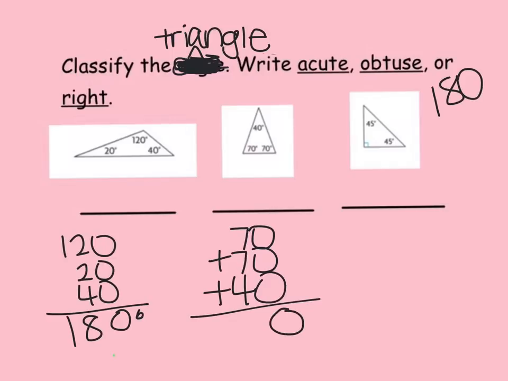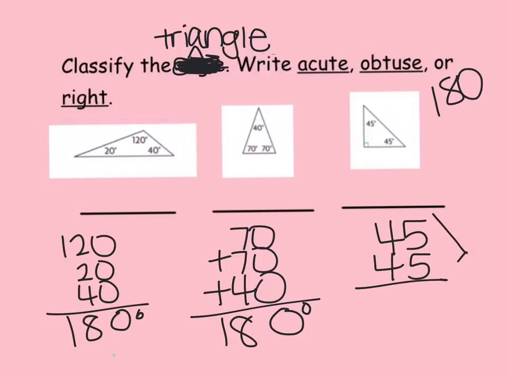I know that 7 plus 7 is 14, plus another 4 is 18. So yes, that equals up to 180. And the last one, 45 degrees plus 45 degrees. Now I know that's 90 degrees. And although it did not give me the measure for this angle, I know that it's 90 degrees because it has that box. So I know that 90 plus 90 will give me 180 degrees.